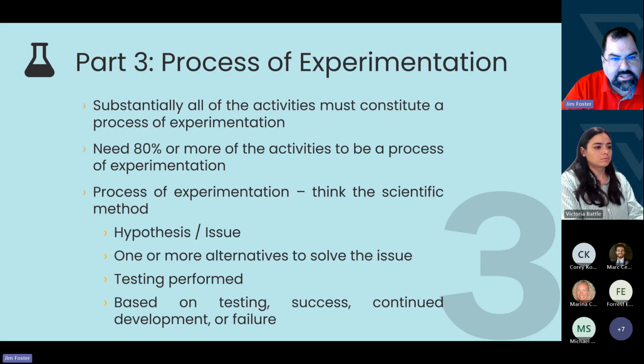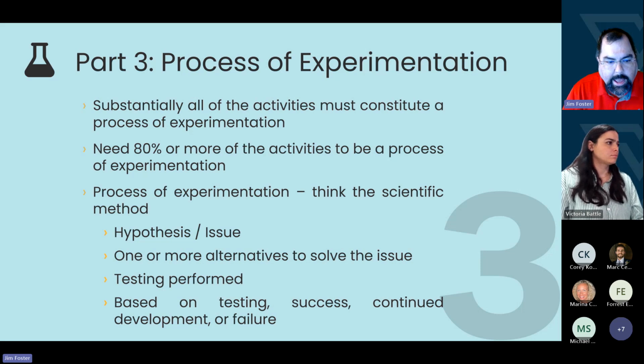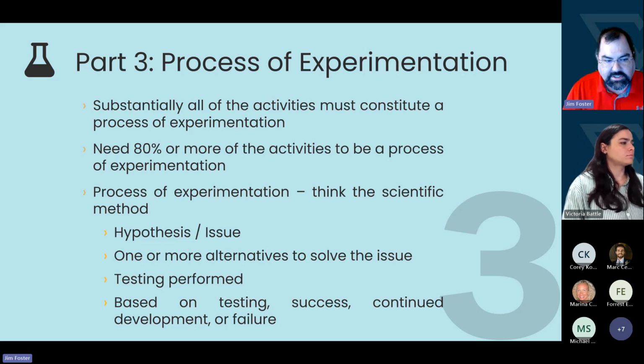Now, with the process of experimentation, there's been some case law that has pointed out that 80% or more of the activities must be a process of experimentation in order for this element to be met. And when we say process of experimentation, think of coming up with a hypothesis to solve an issue, one or more alternatives to solve that issue. Testing was performed or is performed in order to find out if those alternatives are good or not. And based on that testing, you have success, continued development, or failure. Failed projects are absolutely fantastic for the research credit.